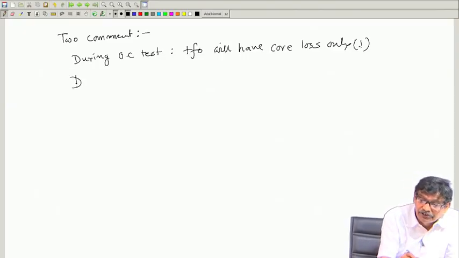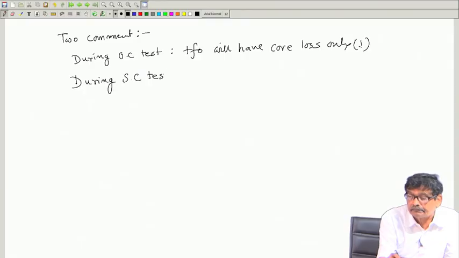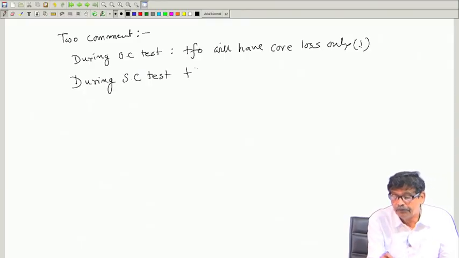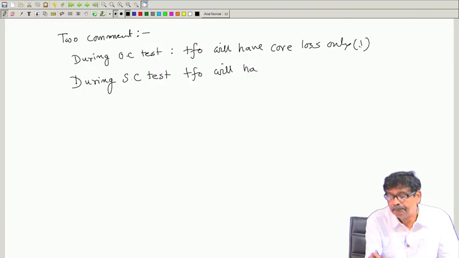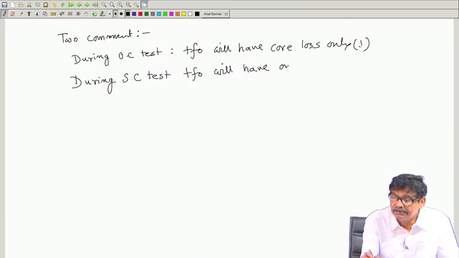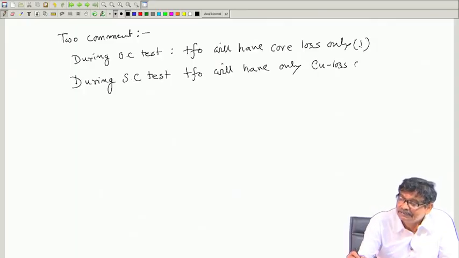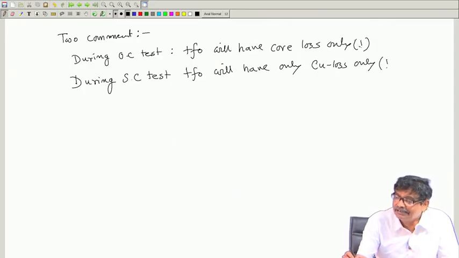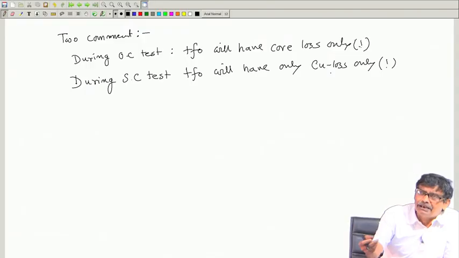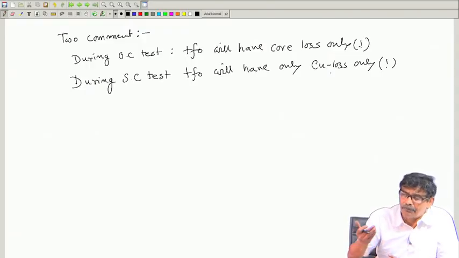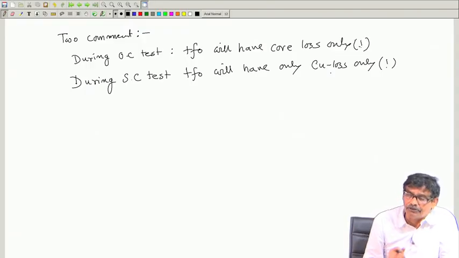And during short circuit test, the transformer will have only copper loss. I have put this symbol to indicate that, okay, a little bit of core loss will be there in the short circuit test, and a little bit of copper loss will be there, here also core loss will be there.